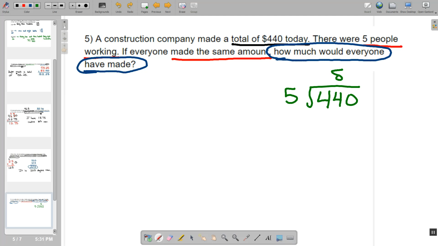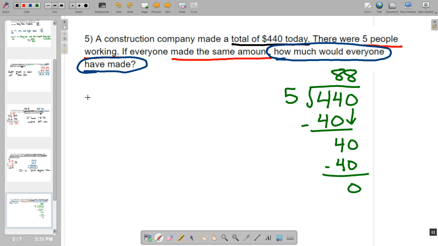From here, I do my division just like I've always done it. And we're lucky because there is no remainder, which means that we do not have to write any decimals. So this problem was just a review of division for us. So everyone made $88. And there we go. All done with the example video.